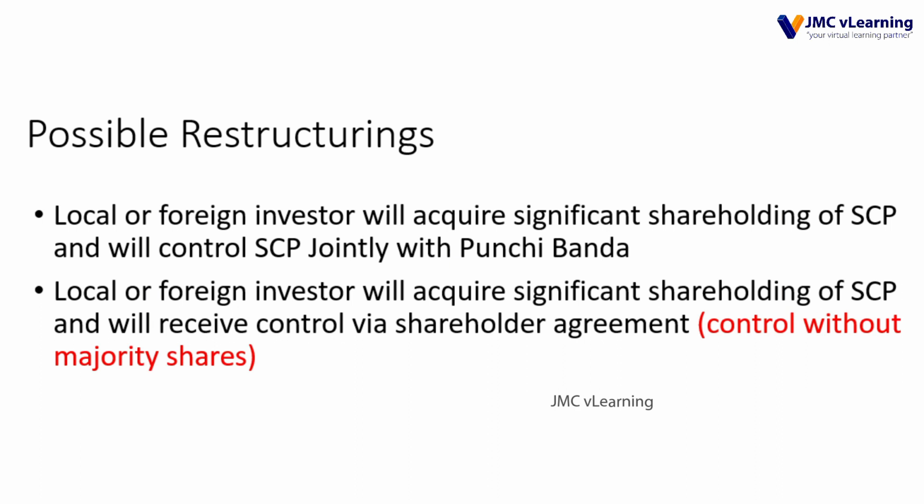They will acquire some part of the shares and enter into a joint venture agreement with the Punchibanda. Then the question will be tested, not on SCP, but on that acquirer. The second possible restructuring means a local or foreign investor will acquire a significant shareholding of SCP and will receive the control via a shareholder agreement.